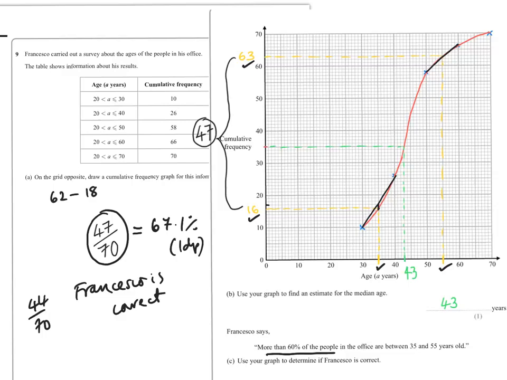So 44 divided by 70 would be 63%. Okay, that's to 2 significant figures I gave there. So depending on whether you did it as a smooth curve or as line segments, you would either get 67% or 63%.